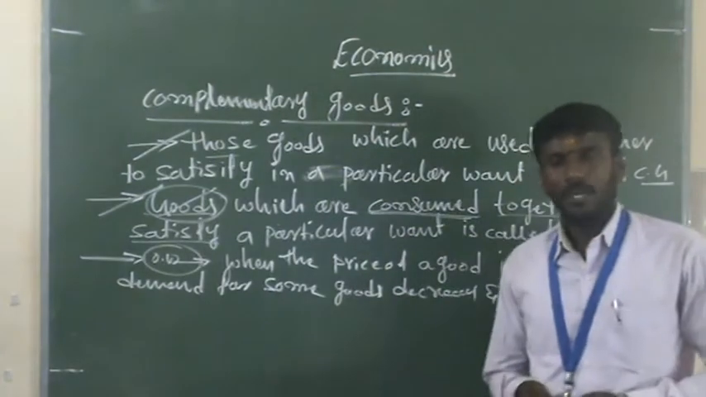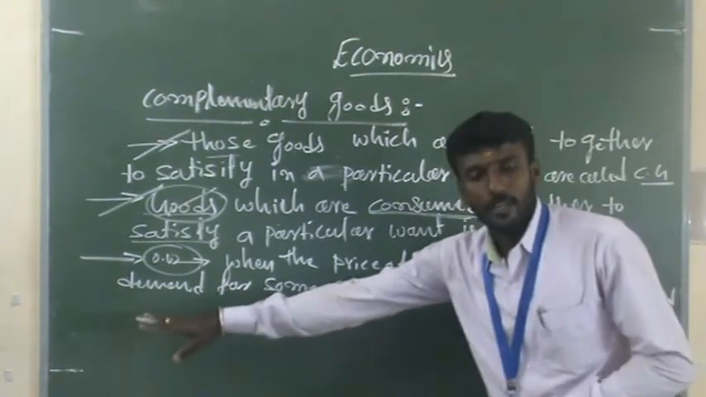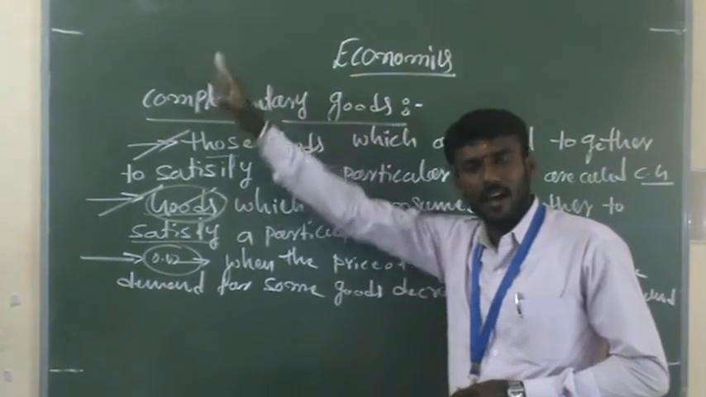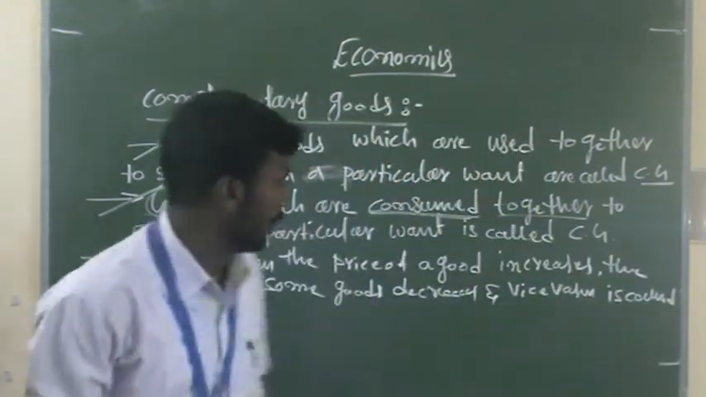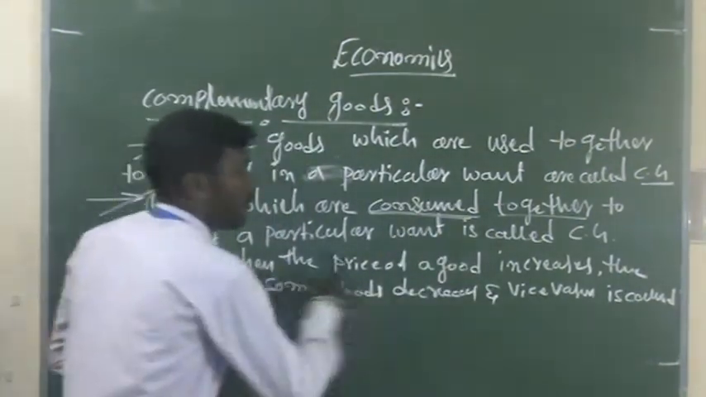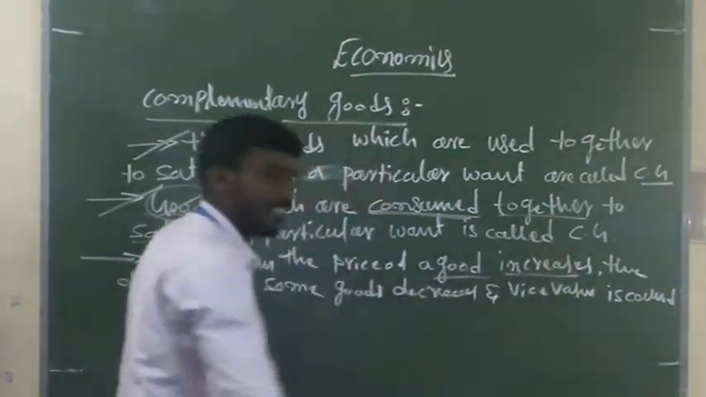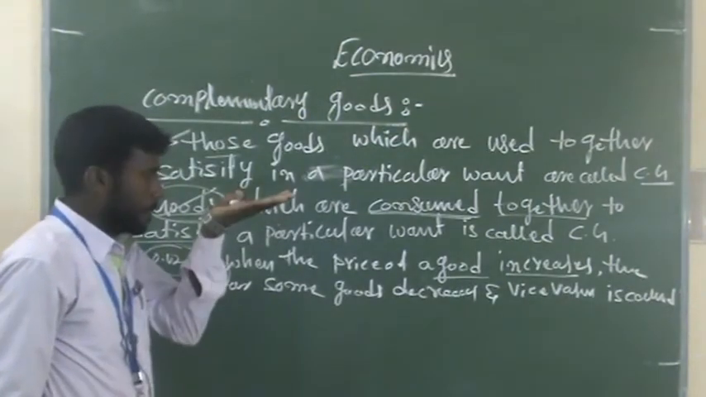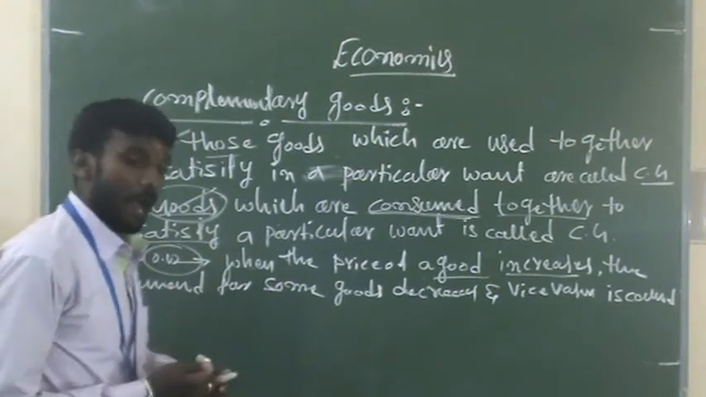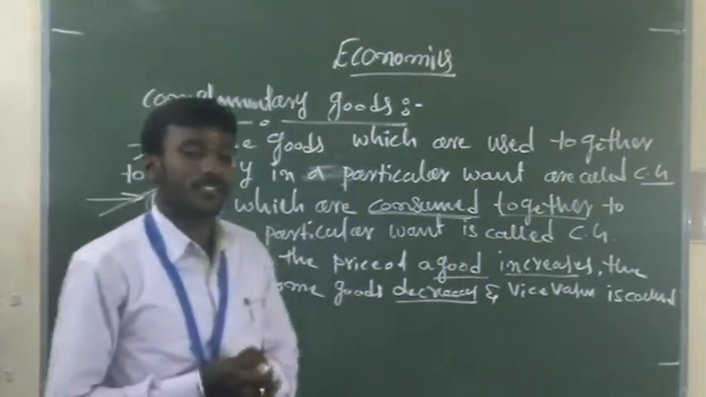See students, now we are going to learn the meaning of the complementary goods in other words. It is very clear. That is, when the price of a good or commodity increases or rises, and at the same time the demand for some other commodity, some complementary good, decreases, and it's vice versa also.